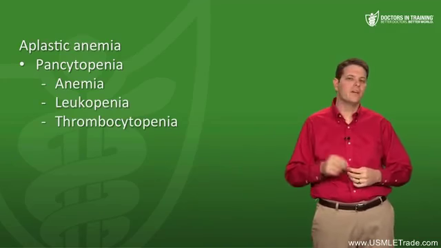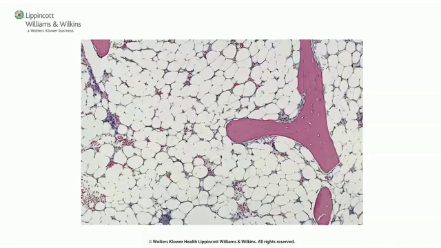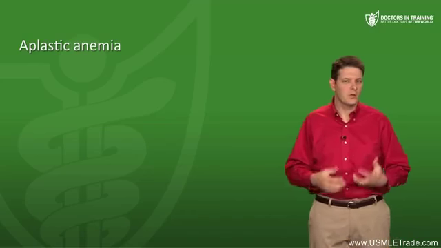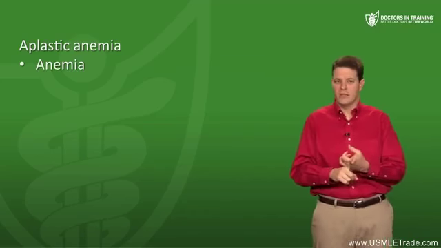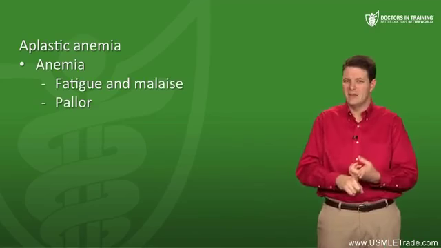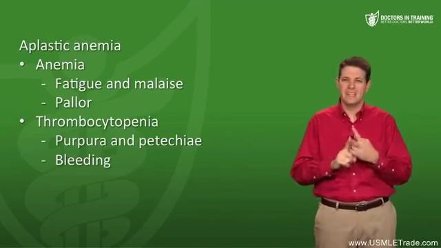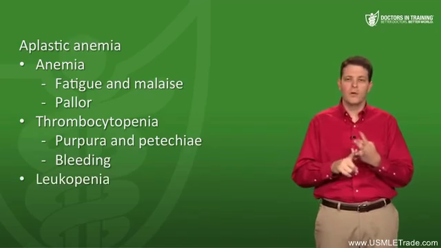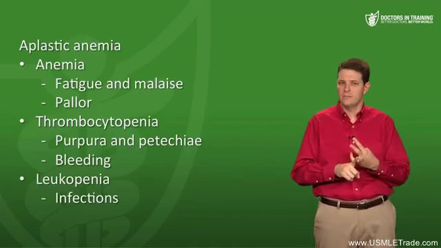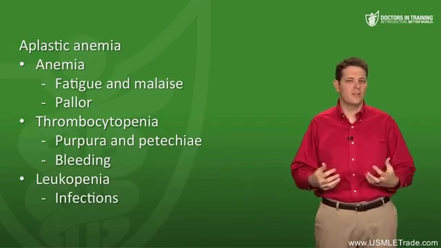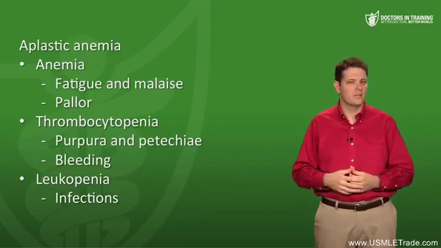And you definitely need to know the histology of aplastic anemia. You have hypocellular bone marrow with fatty infiltration. So if on your test you see a bone marrow and it's filled with adipocytes, you know you're dealing with aplastic anemia. The symptoms are pretty much what you'd expect. The patient has anemia, so that's going to cause fatigue, malaise, and pallor. They have thrombocytopenia, so they can have purpura and petechiae and some bleeding. And then with leukopenia, you can see infections. So you can see how these different cell lines are going to cause slightly different clinical presentations.